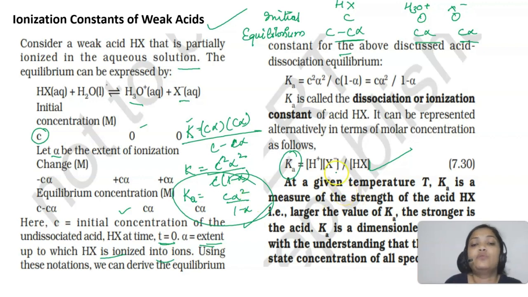And you know that this Ka is important because it is a measure of the strength of the acid. How? Because the higher the value of Ka, the stronger will be the acid. Right, larger the value of Ka, stronger will be the acid, keep that in mind. All right students.